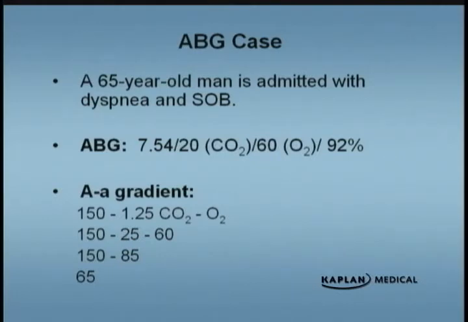And how do I know? Because my AA gradient would be elevated in that case. So I do my arithmetic. I plug in that formula, 150 minus 1.25 times CO2 minus my partial pressure of oxygen. And now I get 1.25 times the 20, the CO2 is 25. I subtract that from 150, and I get 150 minus 85, and my total AA gradient now is 65.